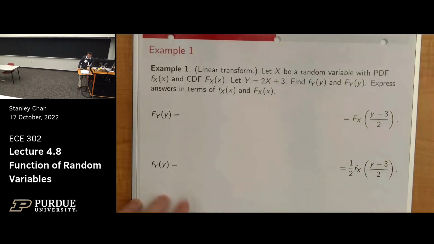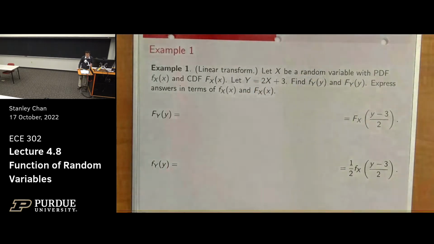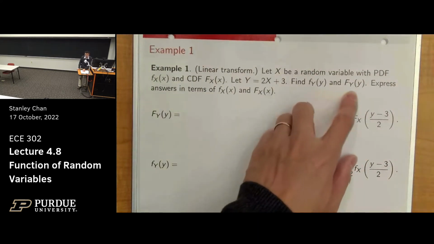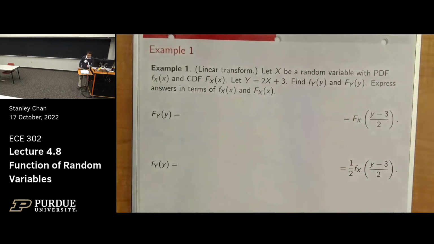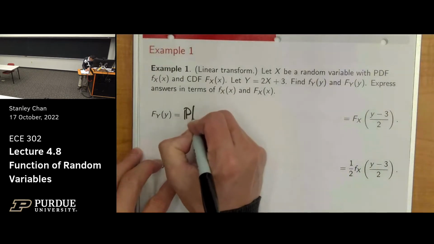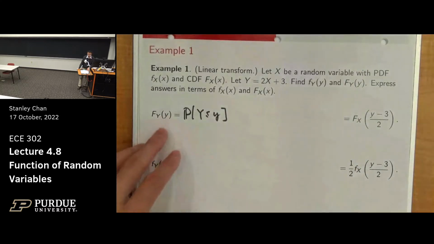So how should we do this? Let's start by looking at the CDF of Y, because this is one of the 2 quantities we want to derive. And if I know the CDF of Y, I can take the derivative to get the PDF of Y. So let's start with the CDF. The CDF of Y is the probability that Y is less than small y. That is just the definition of a CDF.